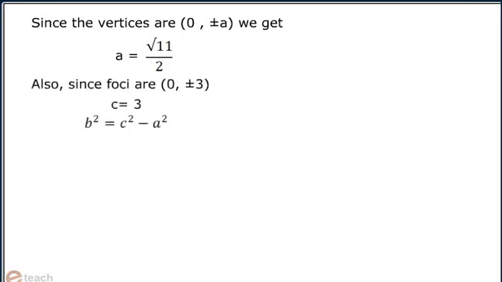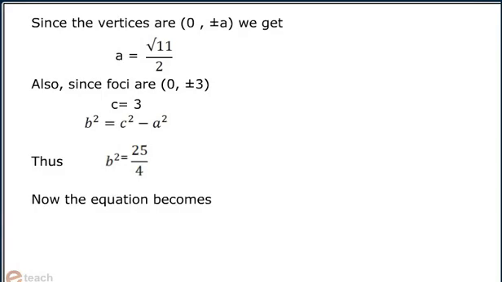Also, since the foci are (0, plus or minus 3), c equals 3. Now, c squared equals a squared plus b squared. Substituting c and a, we get b squared equals 25 by 4. Now the equation of the hyperbola becomes y squared by 11 by 4 minus x squared by 25 by 4 equals 1.